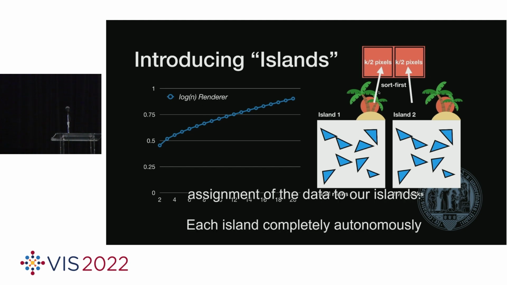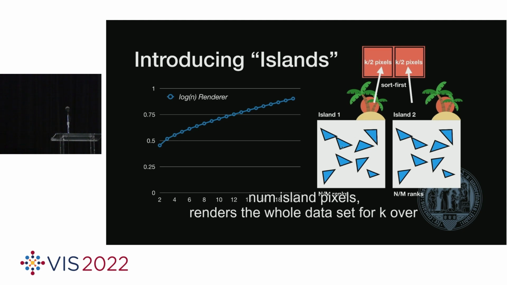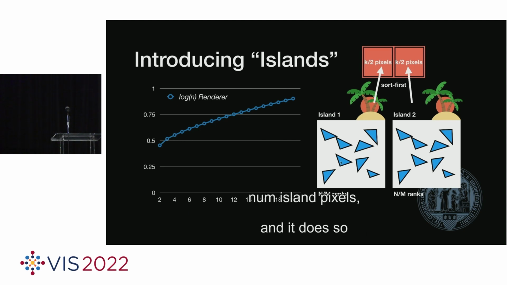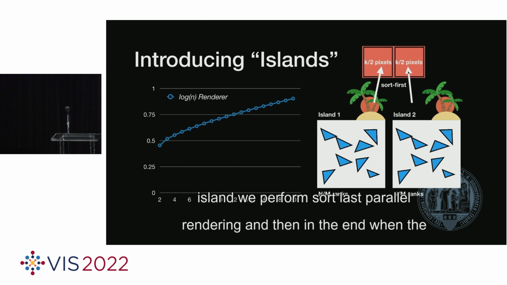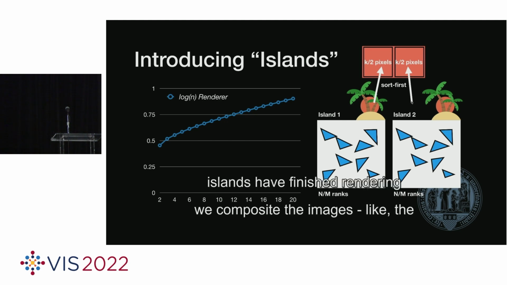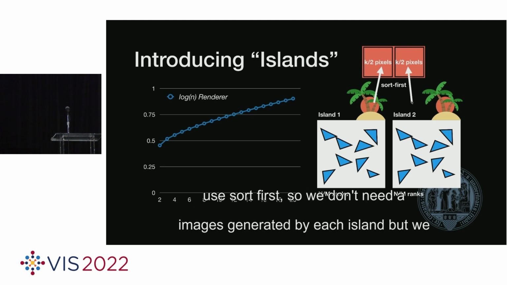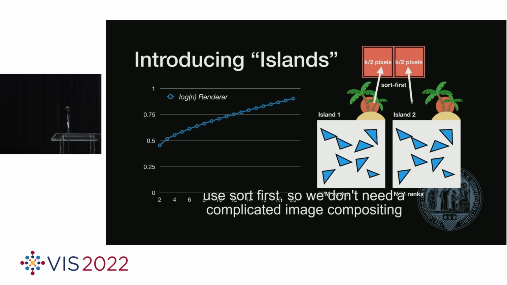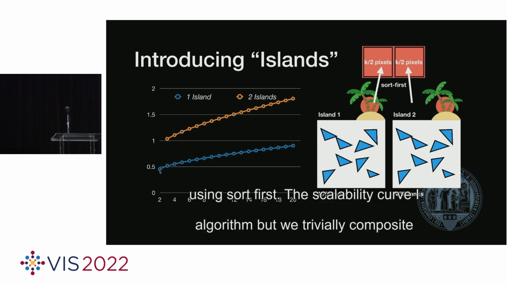Each island completely autonomously renders the whole data set for K over num island pixels. And it does so using sort last. Inside each island, we perform sort last parallel rendering. And then in the end, when the islands have finished rendering, we composite the images generated by each island, but we use sort first. So we don't need a complicated image compositing algorithm, but we trivially composite using sort first.